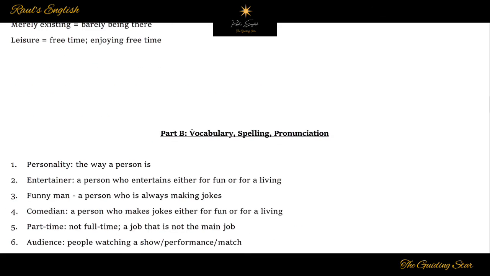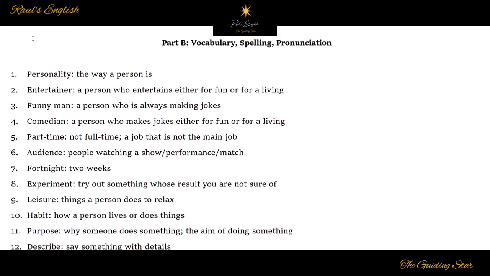Okay, let's go on to part B, vocabulary, spelling, and pronunciation. Number one, personality. The way a person is, the way a person usually behaves is their personality, or your personality if you're talking about yourself. Entertainer, a person who entertains either for fun or for a living.